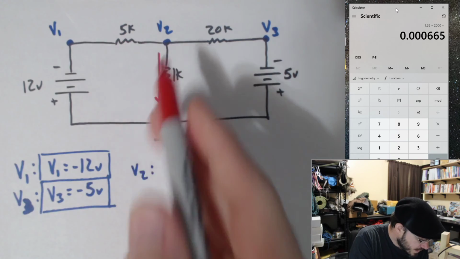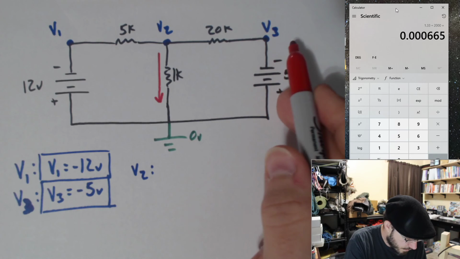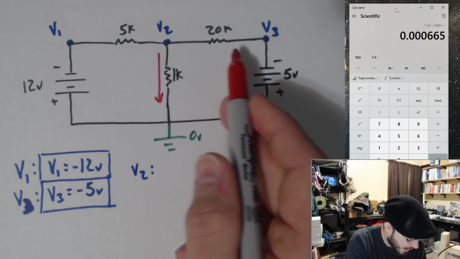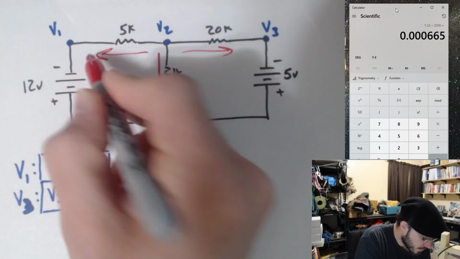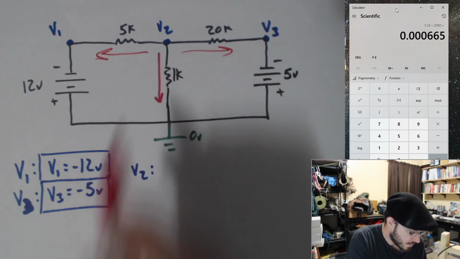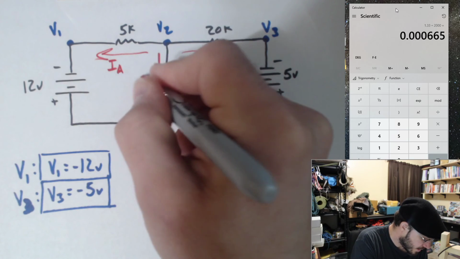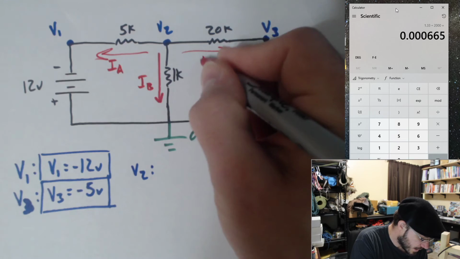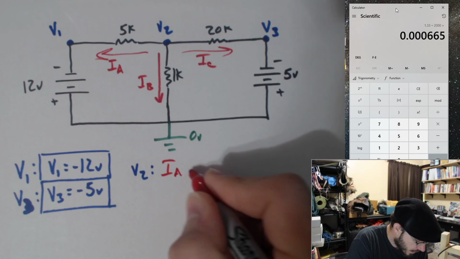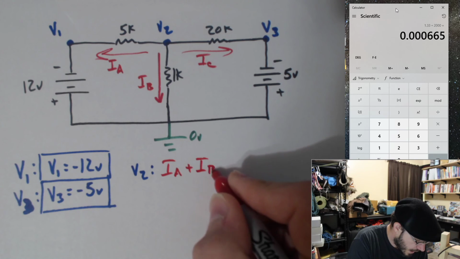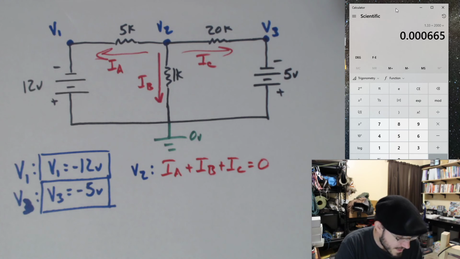Now, these other ones, oh man, I have negative 12 here, negative 5 here. Should I pick this to go to the left? Should I pick this to go to the right? Doesn't matter. Not overthinking that one. I'm just going to have them all leaving. And then I'm going to label them IA, IB, and IC. All right. IA plus IB plus IC should all cancel out and equal 0.